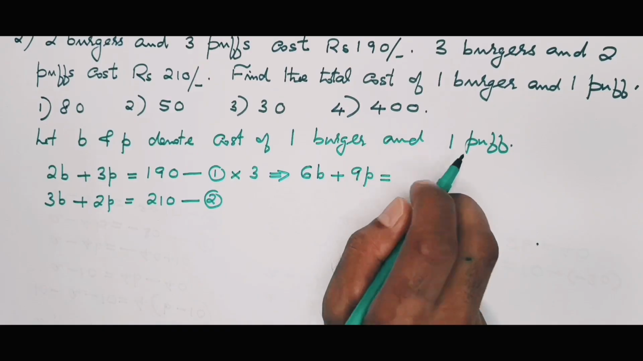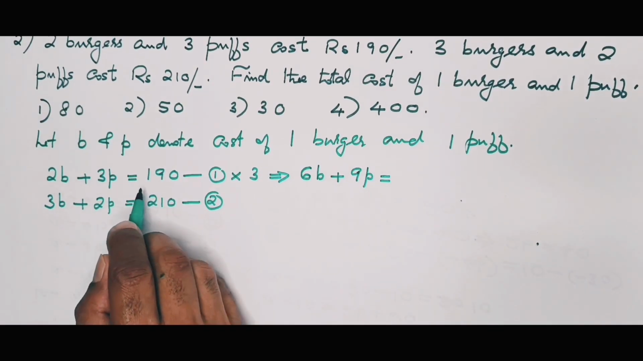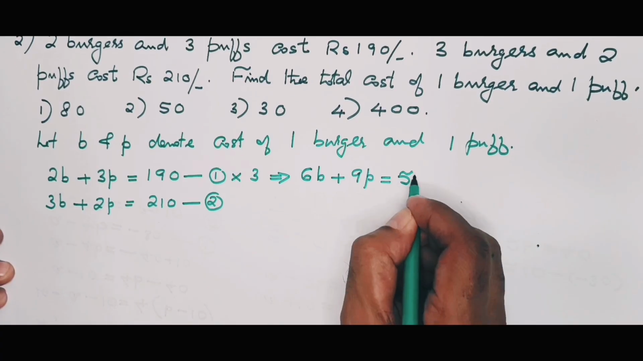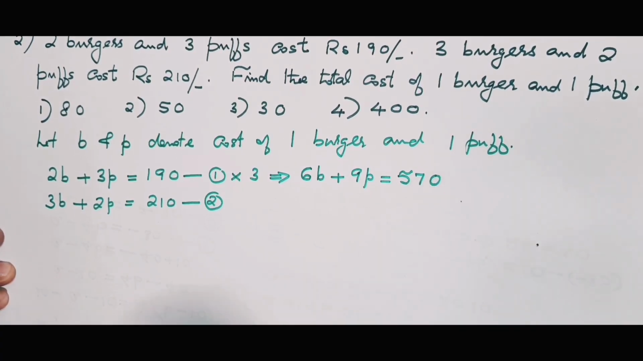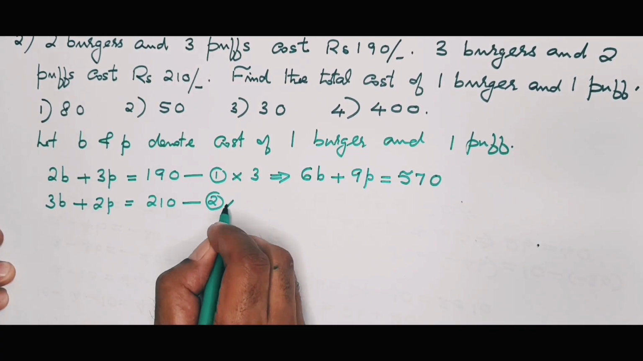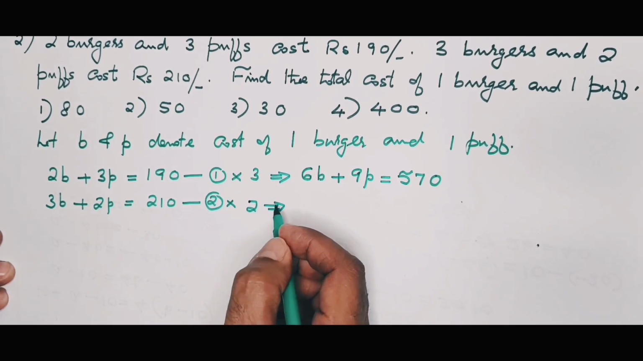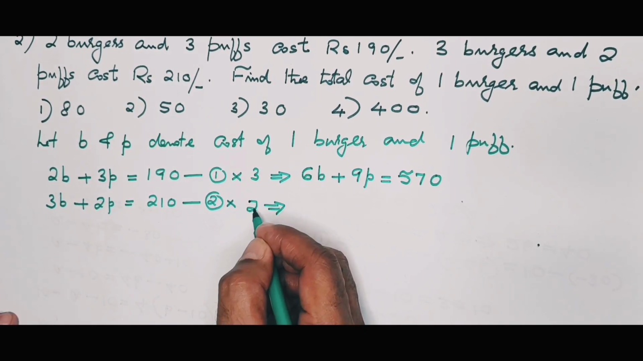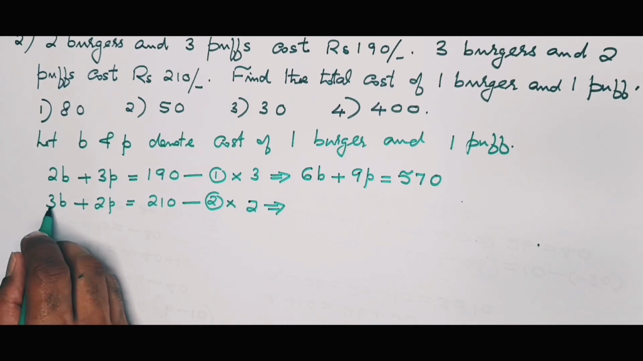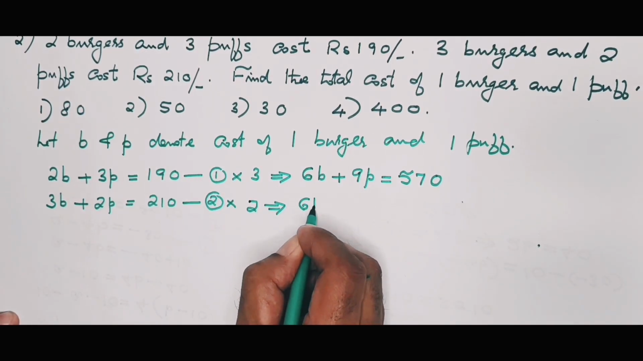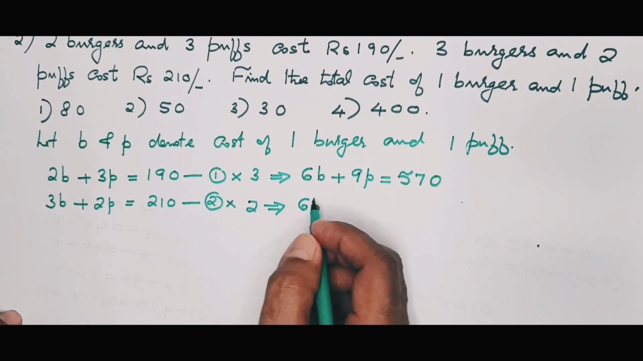Then 190 multiplied by 3. See, 19 multiplied by 3 is 57. So you will have 570. Similarly, the next equation, let's multiply it by 2. I hope you understand why I am choosing 3 here and 2 here. Because when you do this multiplication for the second equation, there also you are getting 6B. So you are getting the same coefficient.